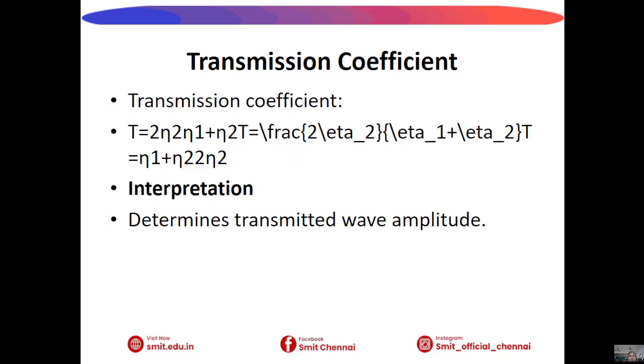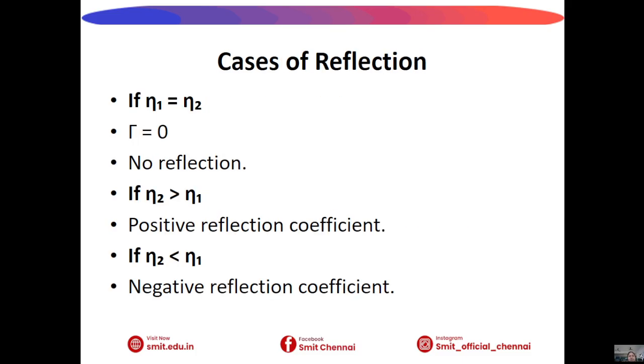Next, we see about the transmission coefficient. The transmission coefficient indicates the fraction of the incident wave that enters the second medium. It depends on the intrinsic impedance of the two media. A higher transmission coefficient means more energy is transmitted across the boundary. This concept is widely used in optical fiber and antenna design.